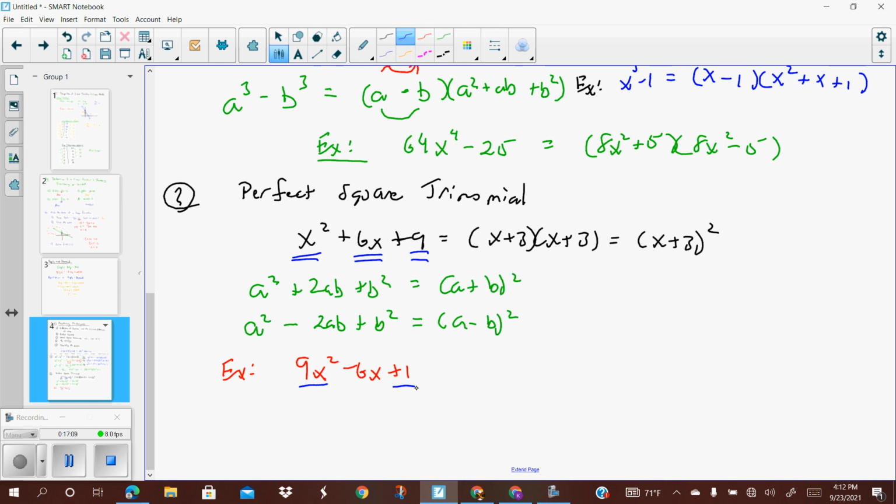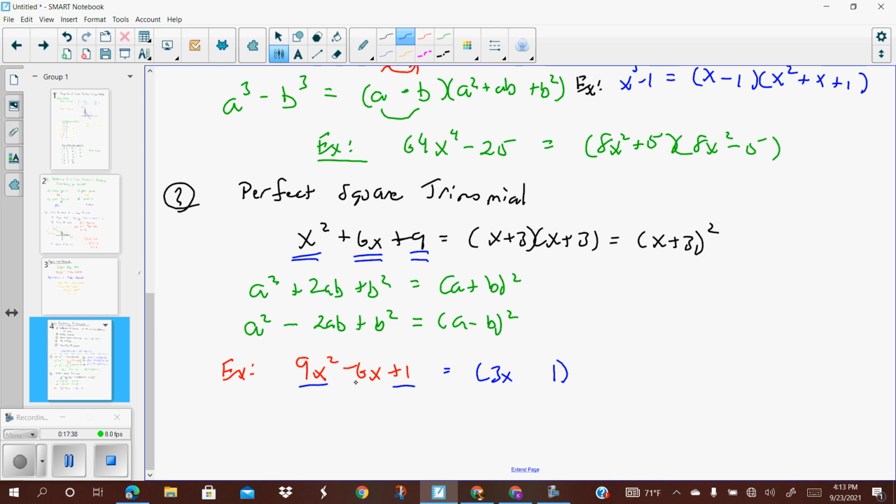Now let's double check. If we take the square root, which is 3x, and the square root of 1, which is 1, and multiply those together, I get 3x. If I double the 3x, do I get the middle term of 6x? Close. I know that if I had 3x and 1, multiply those together and double it, I get 6x. The middle term here is negative 6x.